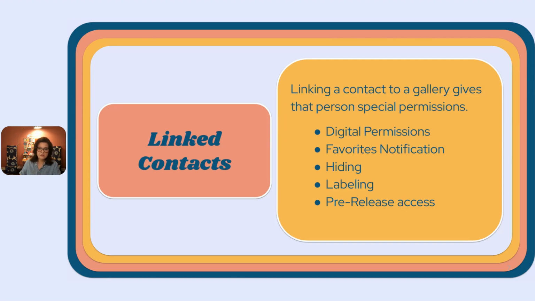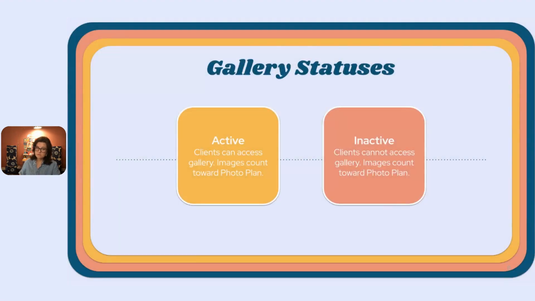So with every gallery, you will need to set a gallery status. Really, the most basic way to look at this is just, is the gallery live right now? So active galleries, the client can access the gallery at the link. They'll see the photos, they'll be able to get in, etc. Inactive galleries, the client will not be able to enter that gallery. They'll just get a message saying that the gallery is not active right now.